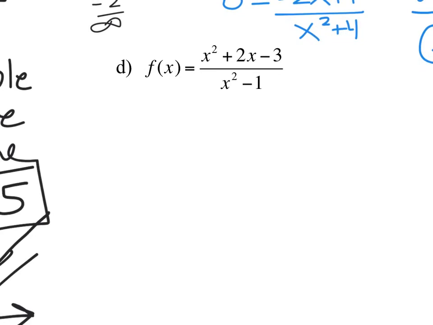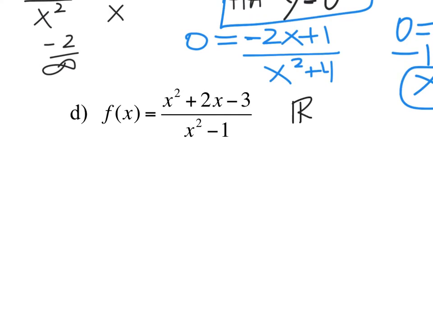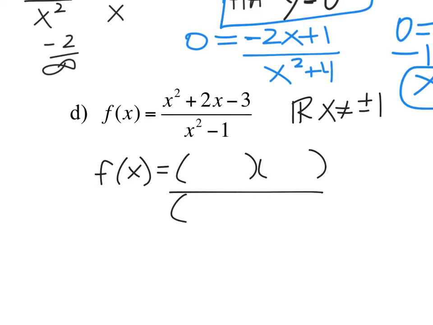All right, letter D, last one. Okay, so we know that there is a problem at plus or minus 1. Now, the question is, are they both asymptotes? Okay, so we have to figure out if they're asymptotes or if they're holes in the graph. And so what we do is we need to factor. Factor the numerator and the denominator. So what times what is negative 3 and adds up to 2?